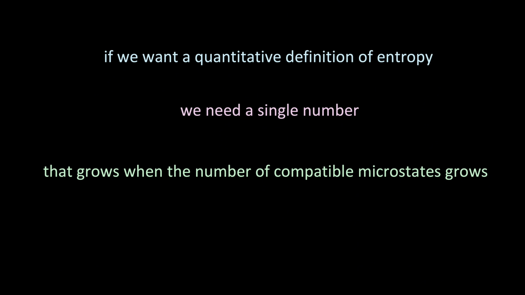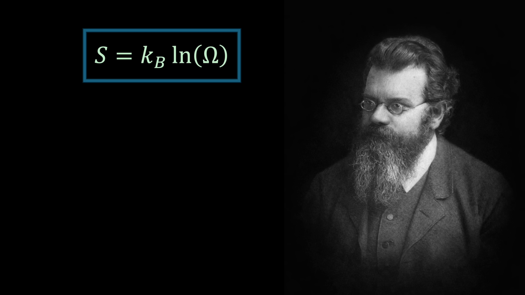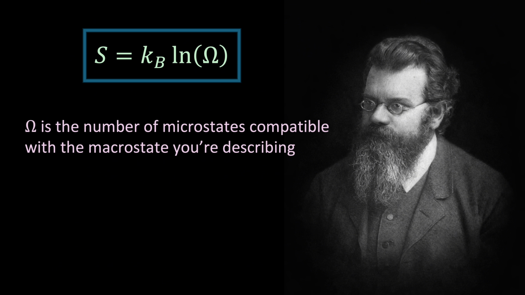And so if we want a quantitative definition of entropy, what we need is a single number that grows when the number of compatible microstates grows and shrinks when that number shrinks. And that's exactly what Ludwig Boltzmann discovered. Boltzmann defined entropy with the following simple, elegant equation, where here omega is the number of microstates compatible with the macrostate that you're describing, and k is Boltzmann's constant.